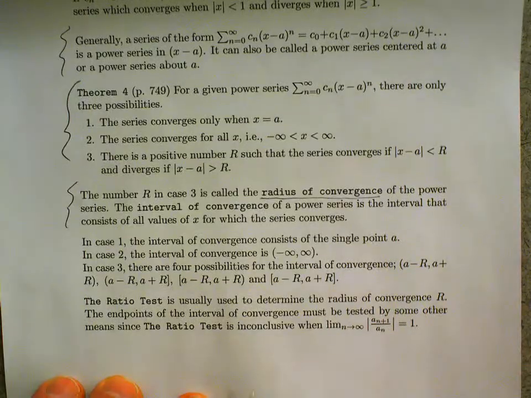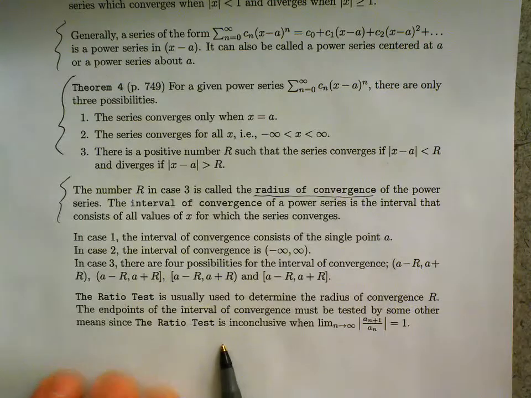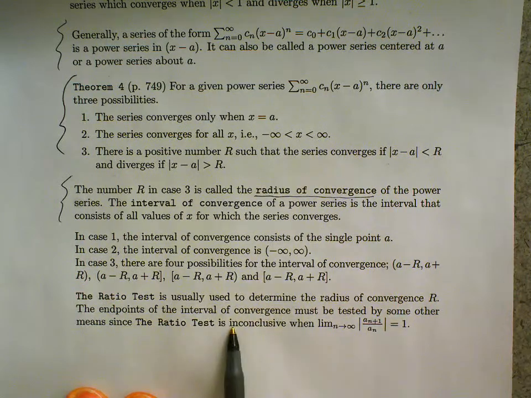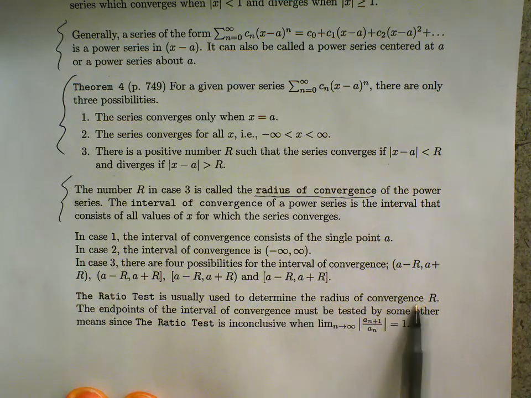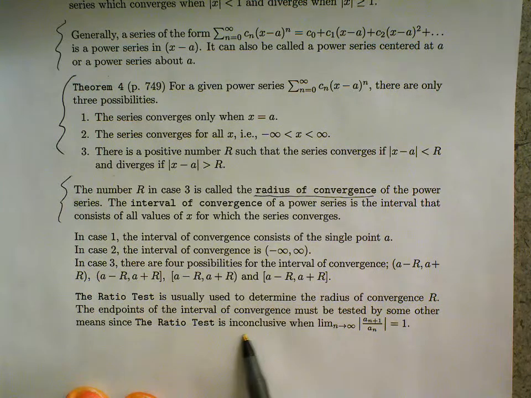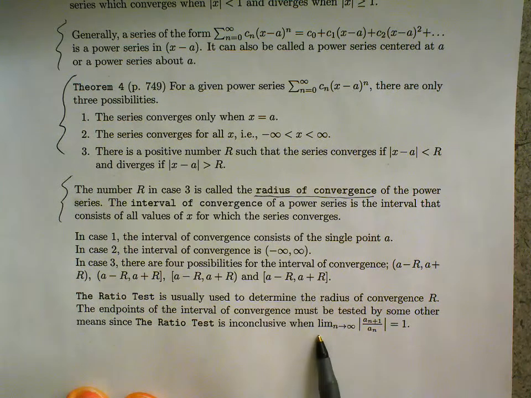Okay, it's noted in the textbook that the ratio test is usually used to determine the radius of convergence, capital R. And then the endpoints of the interval of convergence must be tested by some other means, since the ratio test is inconclusive when the limit of the absolute value of the ratio is equal to 1.